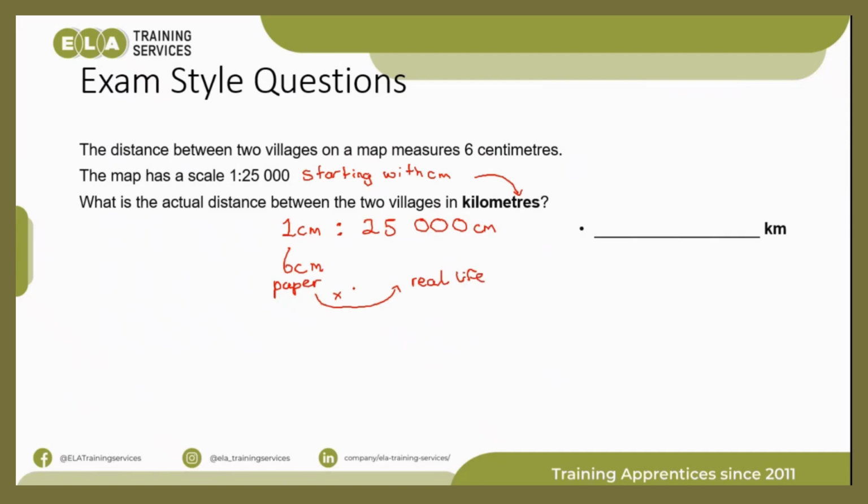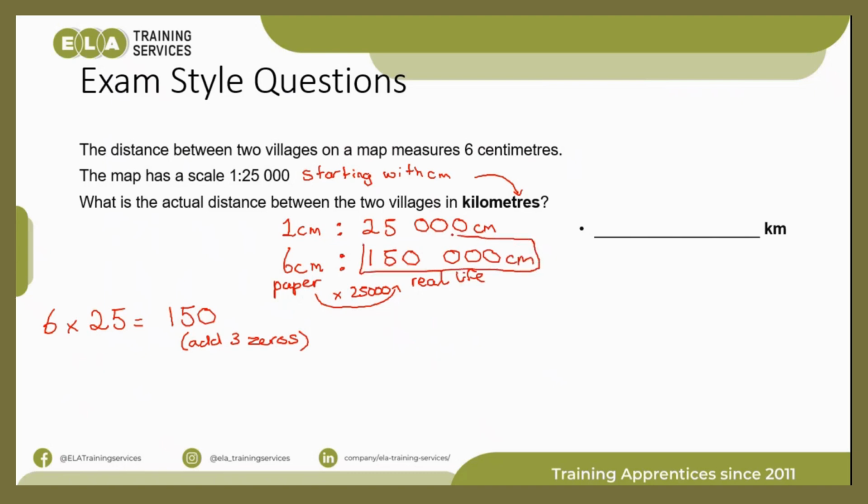So we're going to multiply by 25,000. Now, a nice easy way to do it is to do 6 multiplied by 25, which is 150, and then add in your zeros. So then we're going to be 150, 3 zeros, 150,000 centimetres. Now we know our real life measurement.